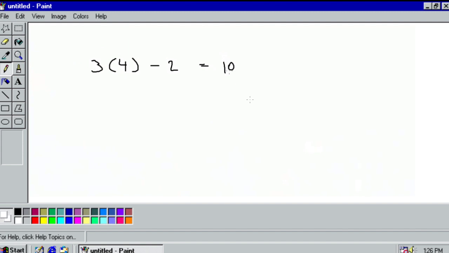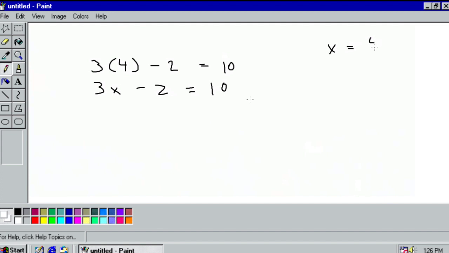Now, to undo what we have done and get back to 4, we must undo the addition of -2 first and then undo the multiplication. So to demonstrate this procedure, let's replace 4 with x. There we go. So now let's solve to find that x is equal to 4.